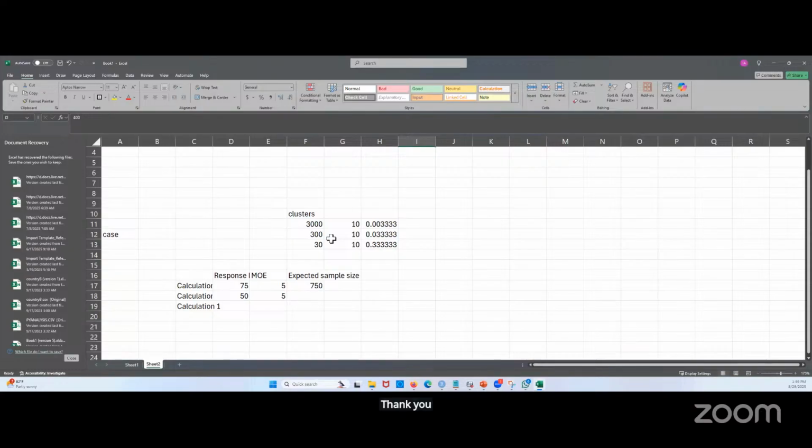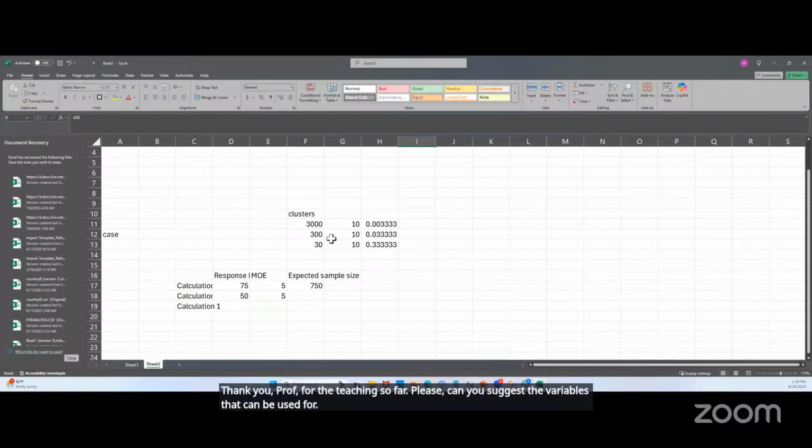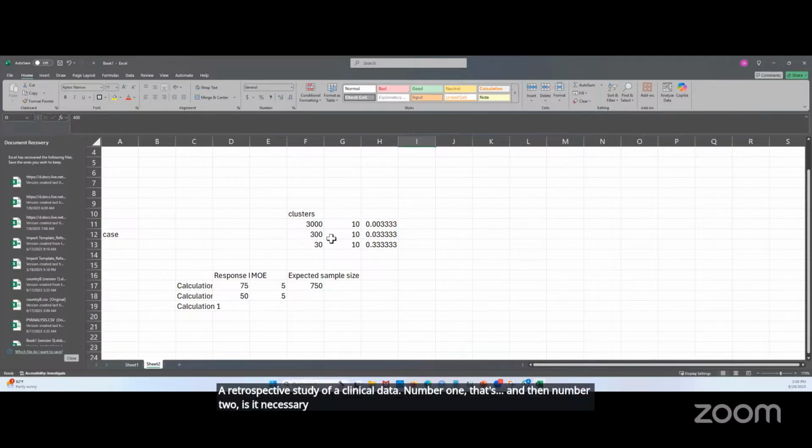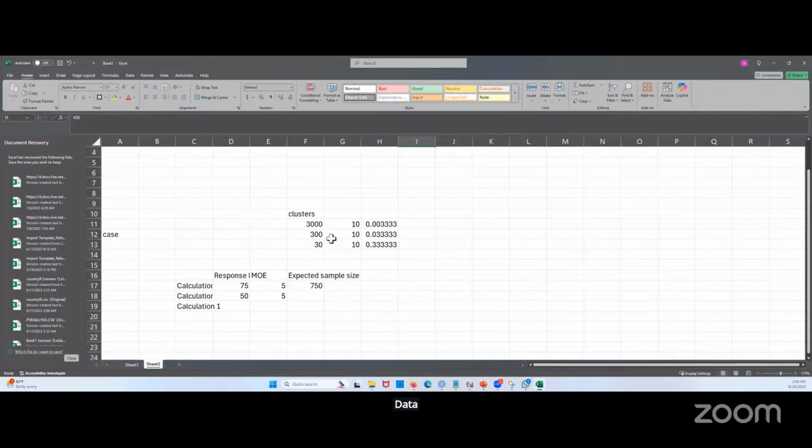Thank you, Prof, for the teaching so far. Please, can you suggest the variables that can be used for a retrospective study of clinical data? Number one. And then number two, is it necessary to collect lab data when doing epidemiological studies?